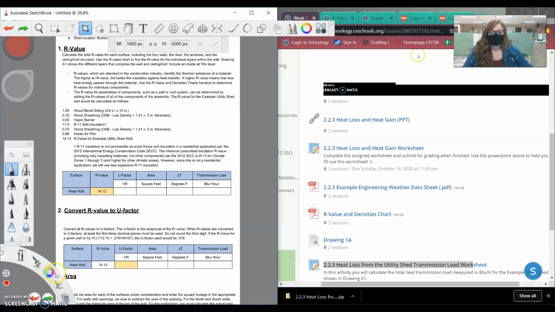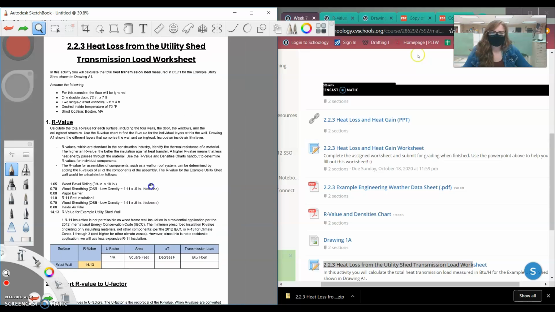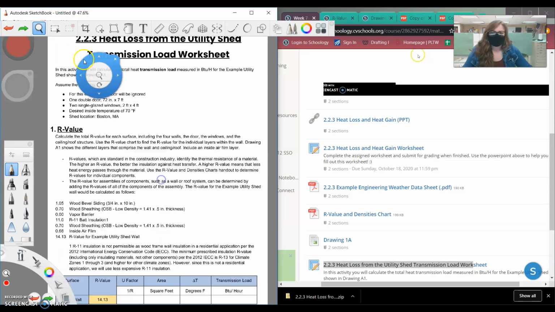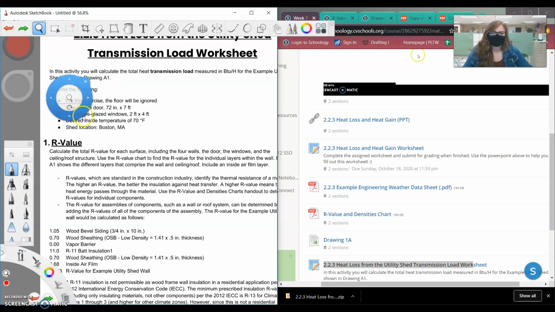I'm going to try and make this work where I kind of go over the first problem with you that will hopefully then explain everything that you'll be doing for the assignment itself. So I have it opened over here. Again, I need you to pay attention to these assume the following bits because they're just as important. You need to remember them.